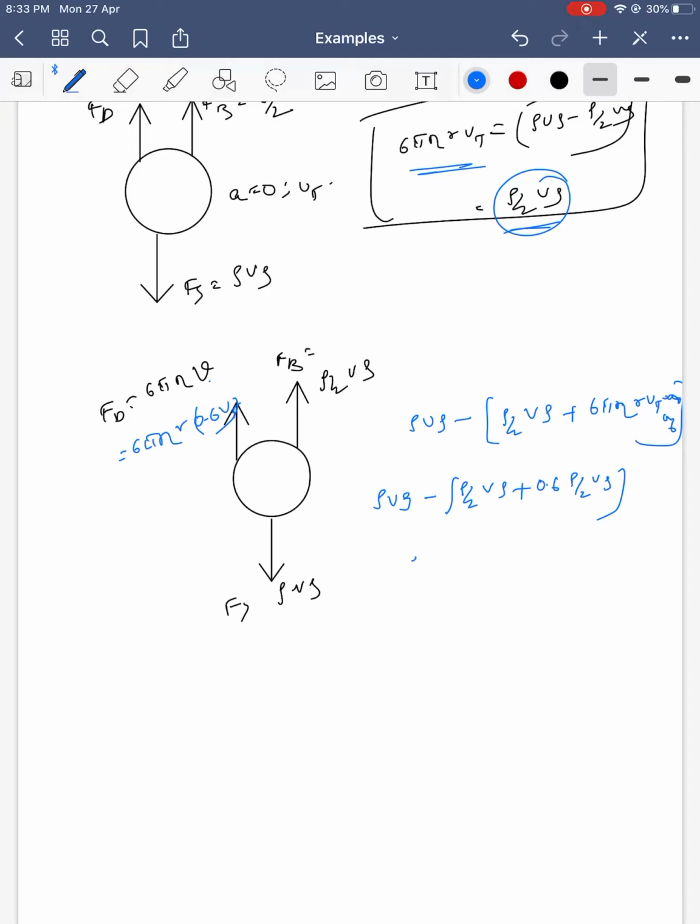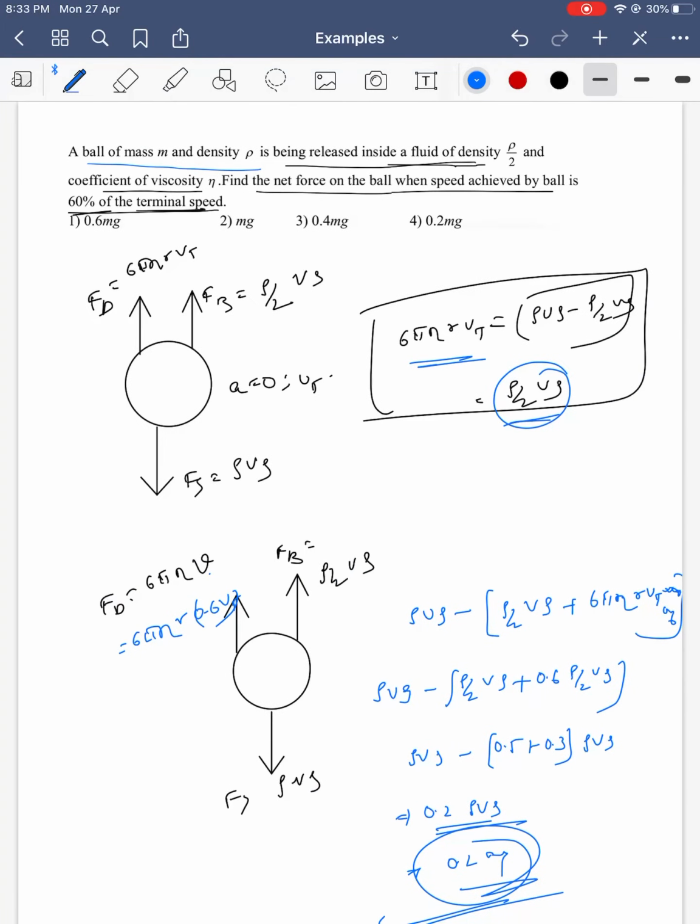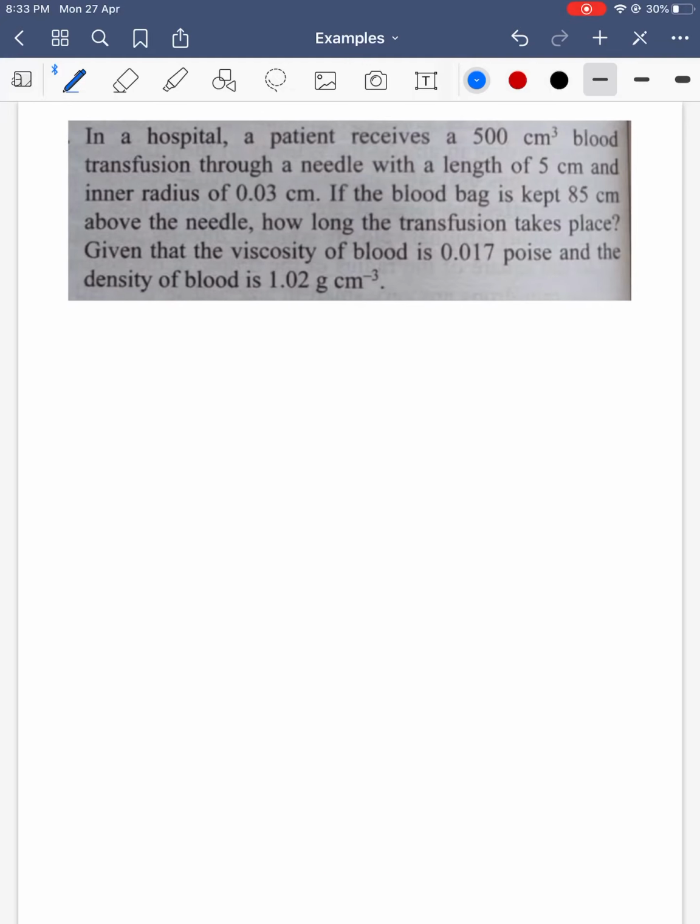So rho vg minus 0.5 rho vg plus 0.3 rho vg is equal to 0.2 rho vg. Rho v is nothing but mass, so it is 0.2 mg. This is how we should solve this problem. Answer D is the answer. Next, go to the other question.